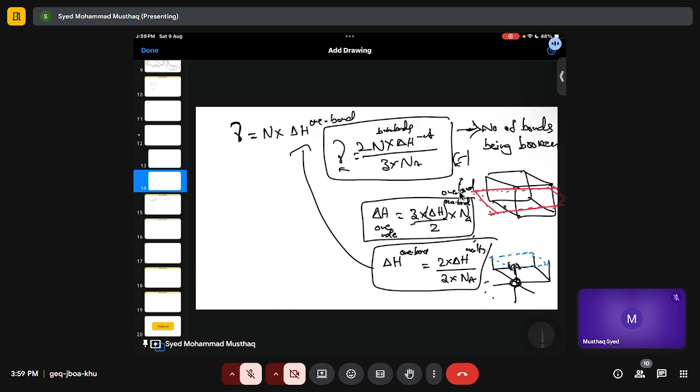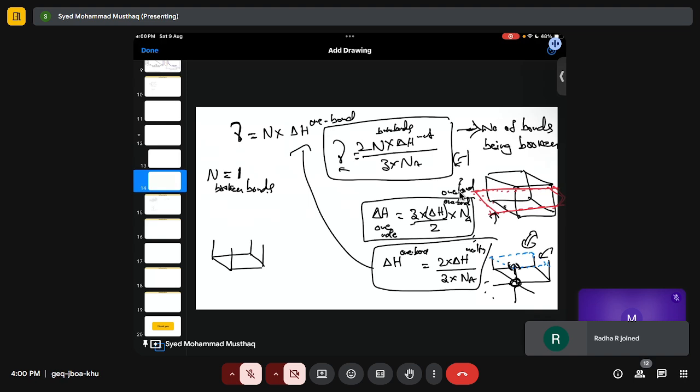Now I am trying to cut my simple cubic. Here you can see, I am cutting my simple cubic into half. So this is my bottom half. Now what is the value of N, the number of broken bonds? The number of broken bonds here is 1. Why? Because I will draw this again here so that you can see clearly. It is hard to draw with the lines like this, right? So this is the bottom half.